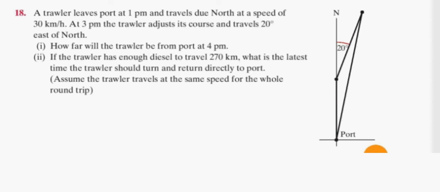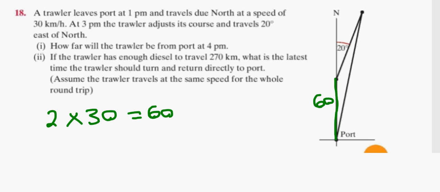Alright. So, first things first. Can anybody tell me the length of the green line? What do you reckon? 2 multiplied by 30 kilometers an hour is 60. Green line is 60. Can anybody tell me the length of the blue line? Anybody know the length of the blue line, lads?